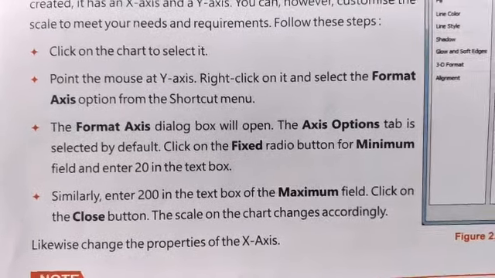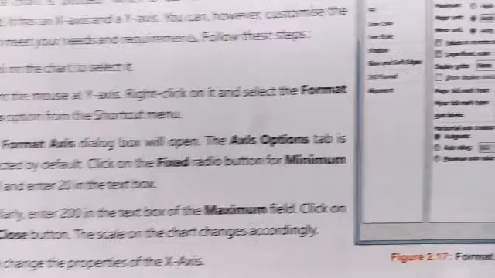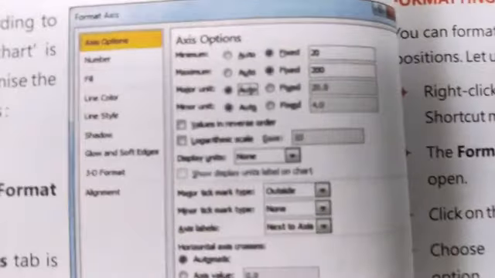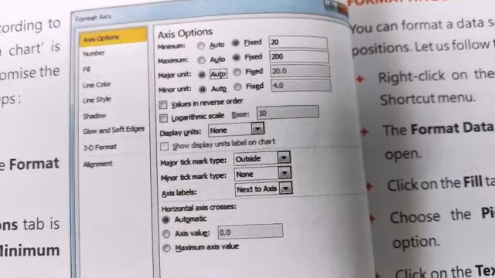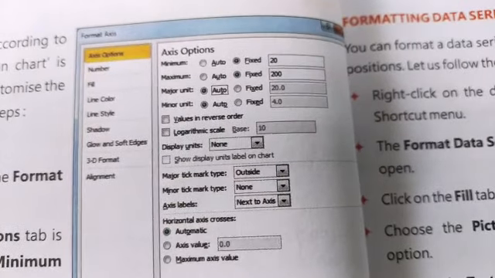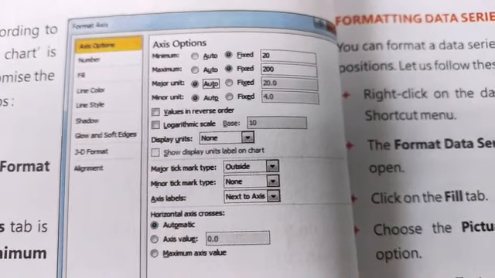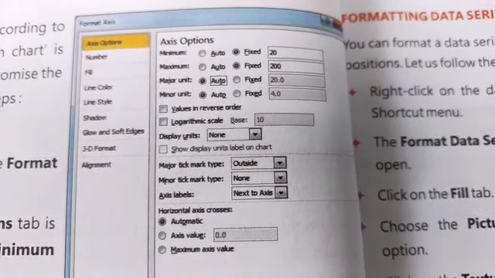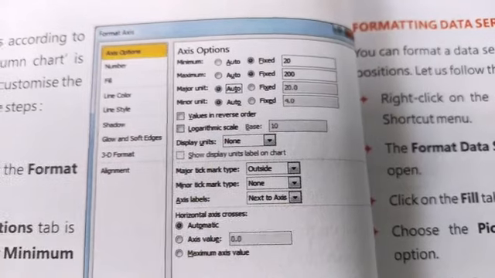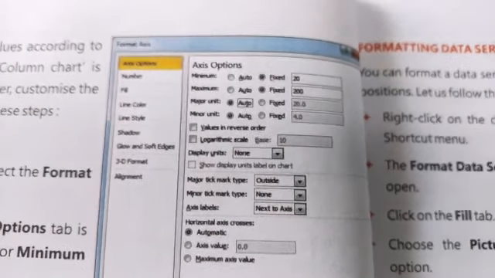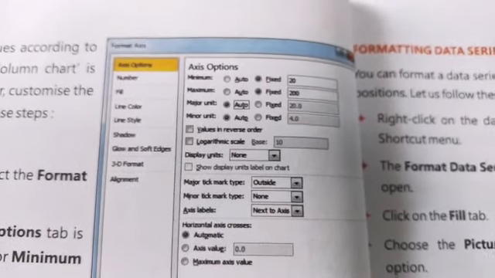Like this, different types of options are available when you click on the axis options. By this you can change or format your axis.